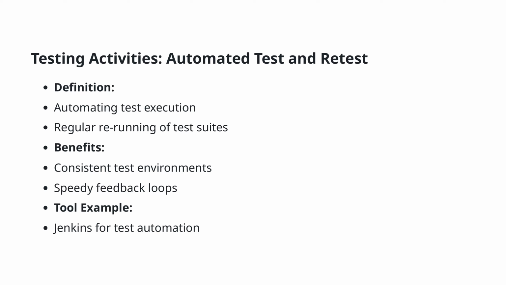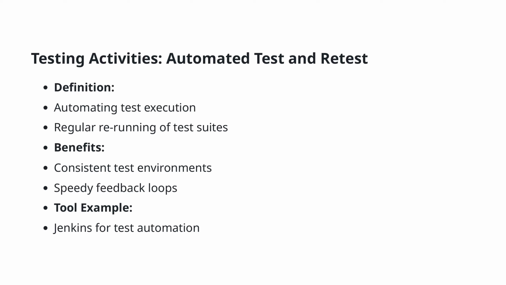Automated test and retest is the process of automating the execution of test cases and regularly rerunning test suites. This approach carries significant benefits, such as consistent test environments, meaning that tests are executed in the same controlled conditions every time. This leads to more reliable and repeatable test results. Additionally, automated testing provides speedy feedback loops, allowing developers to quickly identify and address issues.